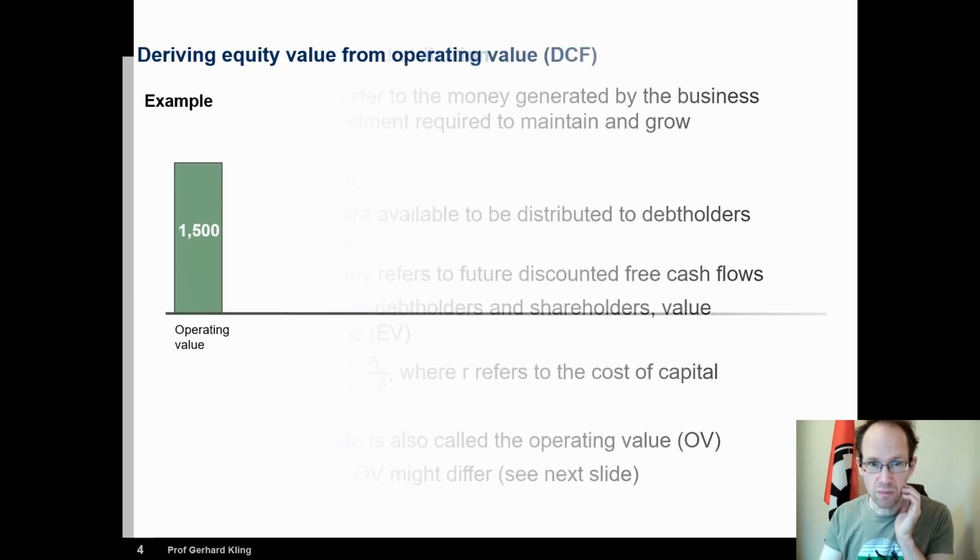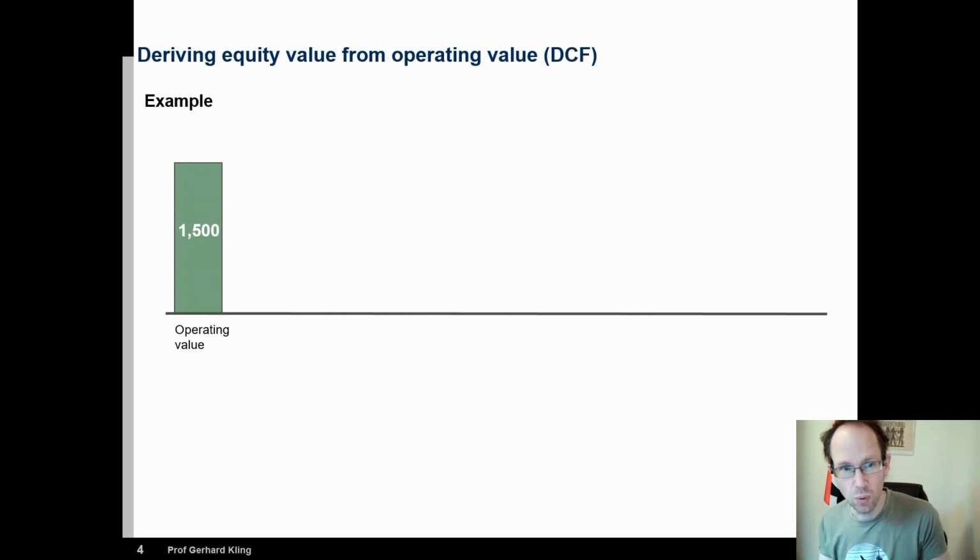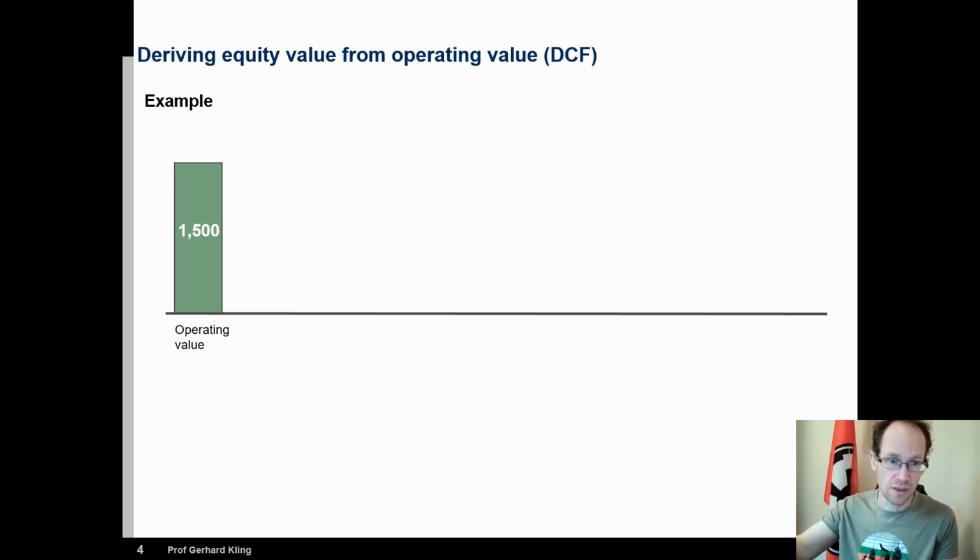Now when we look a bit more closely into the different components of a DCF valuation, the main focus, also from an academic textbook, is on the so-called operating value. Now in this example, I just put it at 1,500. Now the operating value is the value of your operations. So this is derived from your free cash flows. And this would be then your forecasted free cash flows going forward, discounted back to today, using as a discount rate the cost of capital.